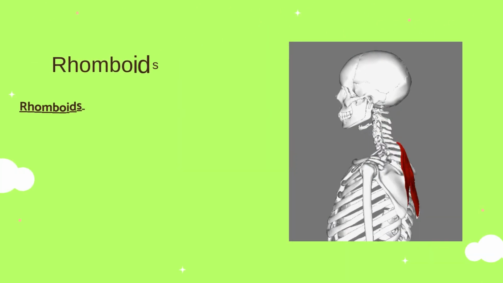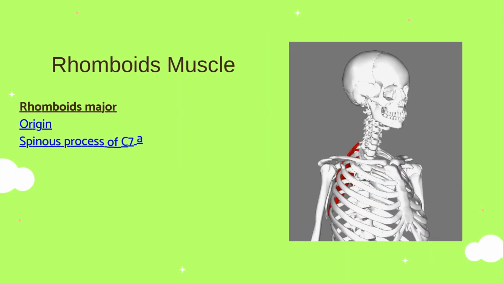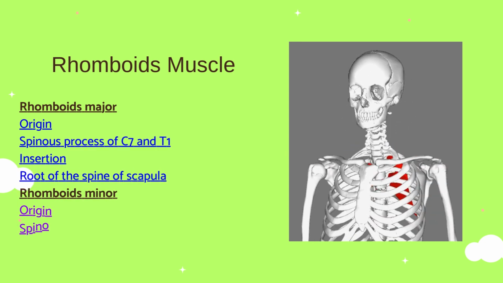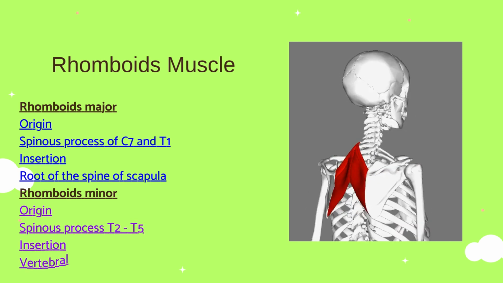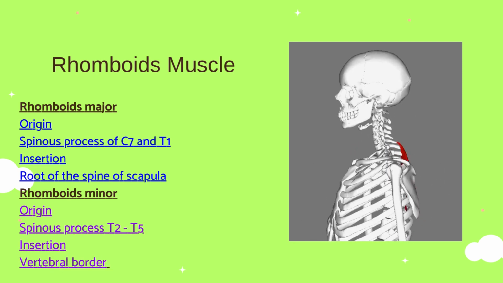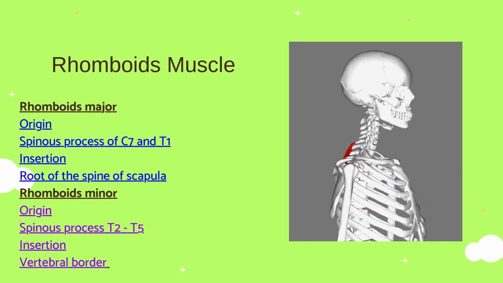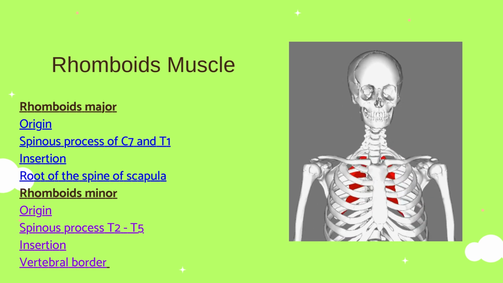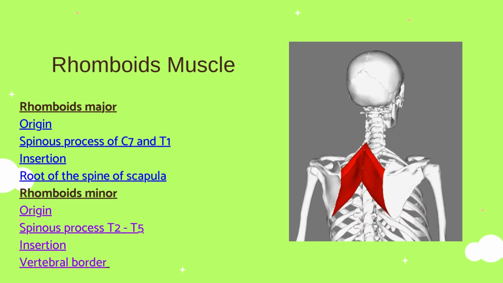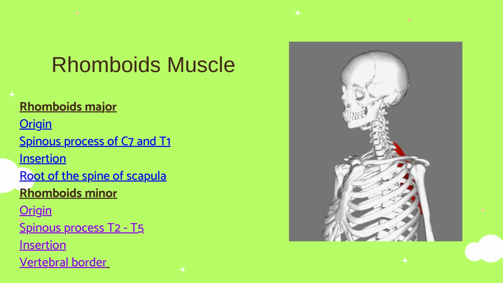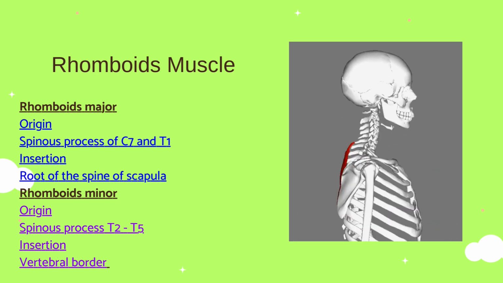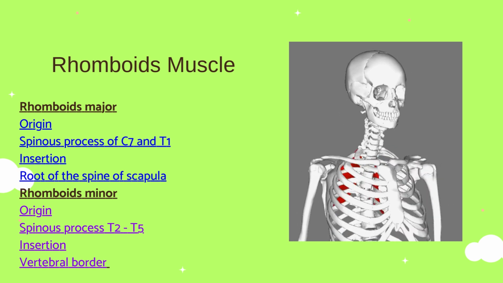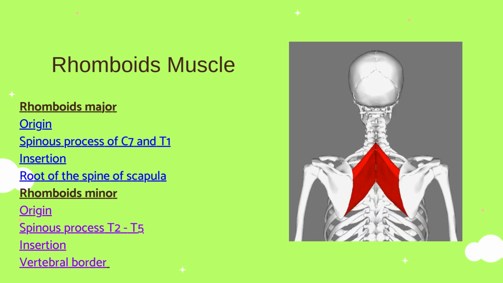The rhomboid major muscle originates from the spinous processes of the thoracic vertebrae T2 to T5. It inserts onto the medial border of the scapula, specifically onto the triangular space inferior to the spine of the scapula. The rhomboid minor originates from the spinous processes of the upper thoracic vertebrae, specifically from vertebrae T2 to T5 or T6. It also inserts onto the medial border of the scapula, but slightly superior to the rhomboid major, close to the root of the spine of the scapula.